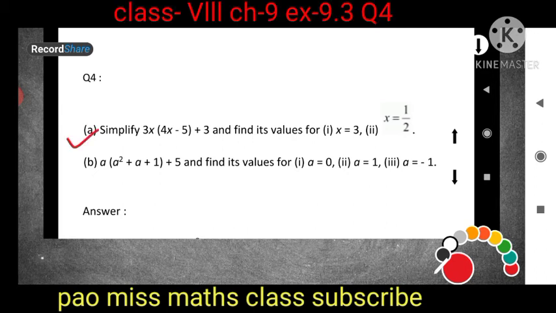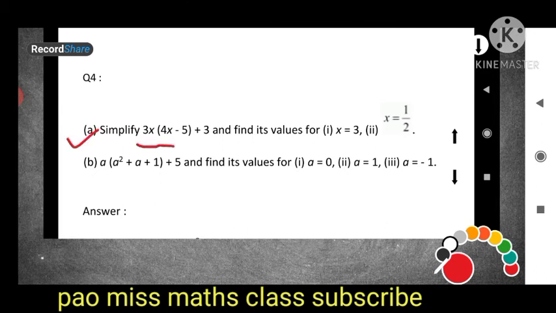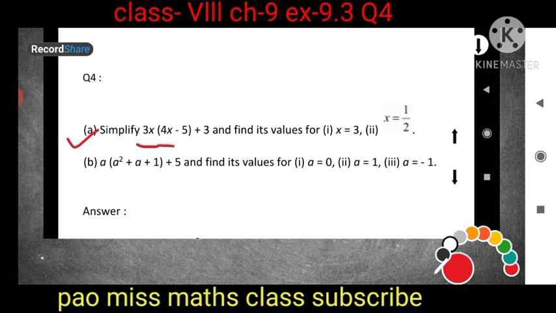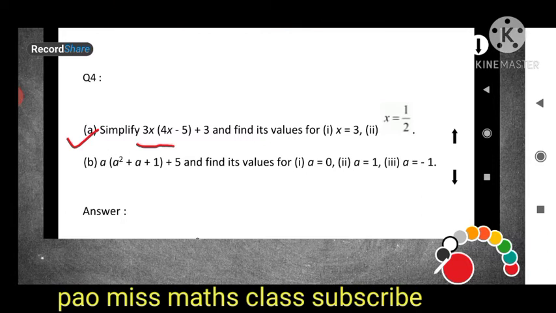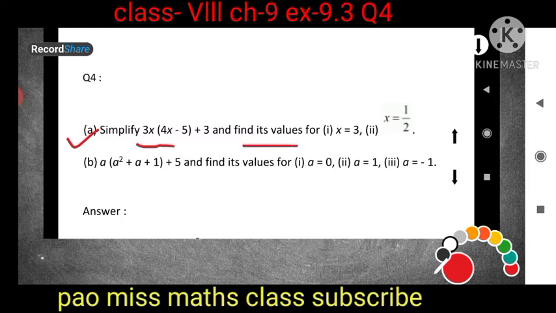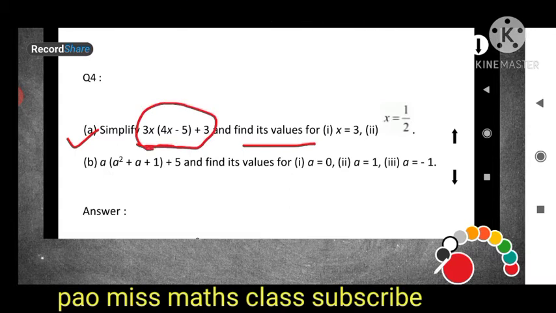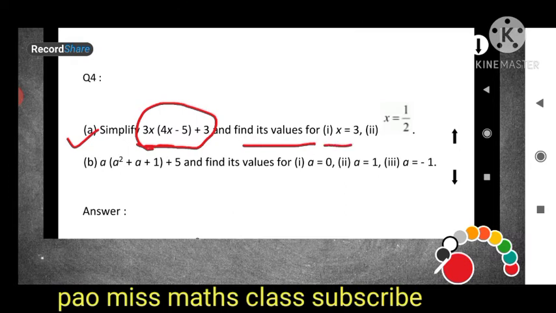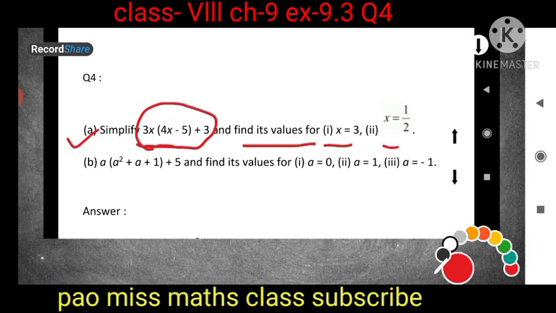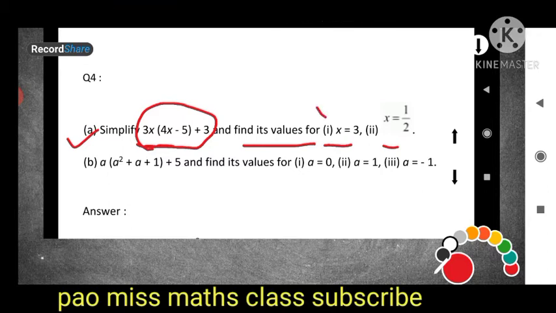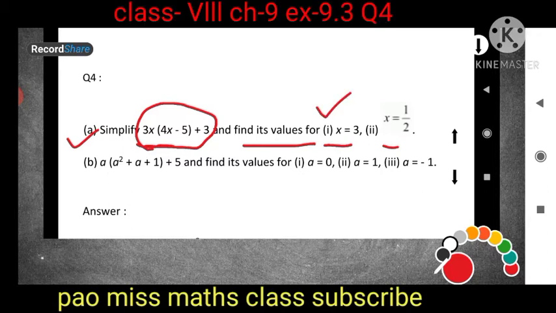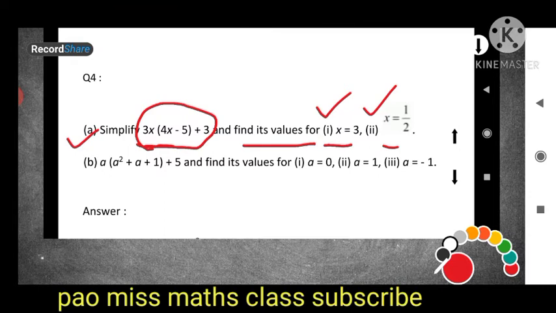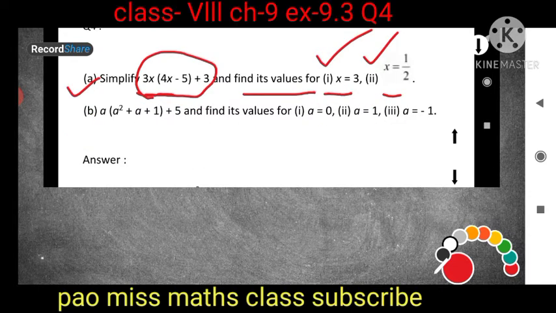Question A: simplify 3x(4x minus 5) plus 3 and find its value for x equal to 3 and x equal to 1 upon 2. What we have to do: first we have to simplify this, we have to solve this. After that find its value for x equal to 3 and x equal to 1 upon 2. So in the first question the x value given is 3 and in the second it is 1 upon 2. Now we have to simplify and we have to put the value.